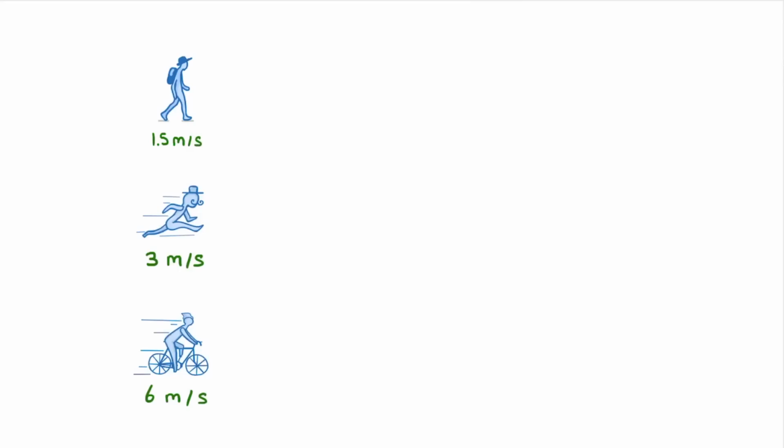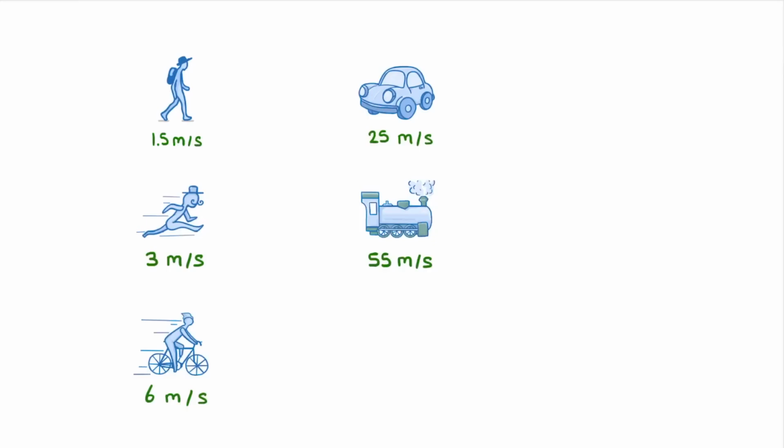To give you an idea of real-life speeds in meters per second, people walk at about 1.5 meters per second, run at around 3 meters per second, and cycle about 6 meters per second. All of these numbers do of course vary a lot though, depending on the age and health of the individual and how much effort they're putting in at the time. Then for vehicles, a car on the main road might travel around 25 meters per second, while a fast train could travel 55 meters per second, and planes can exceed 250 meters per second.